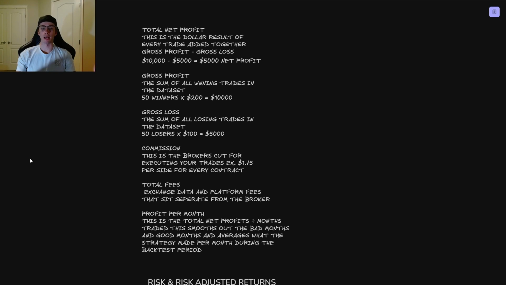As well as the total fees, which is the exchange and data platform fees that are separate from the broker's commissions. Now, the problem with these is that most backtesting softwares won't model in fees, so you need to take those into account because they will also erode your edge. Your profit per month, this is just the total net profit divided by the months traded. This smooths out the bad months and the good months and averages what the strategy made per month during the backtest period.